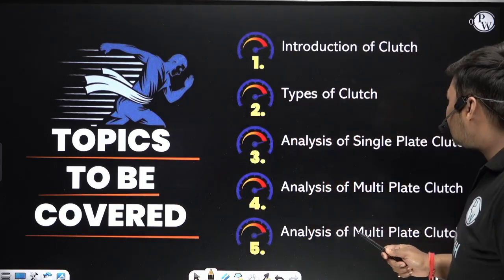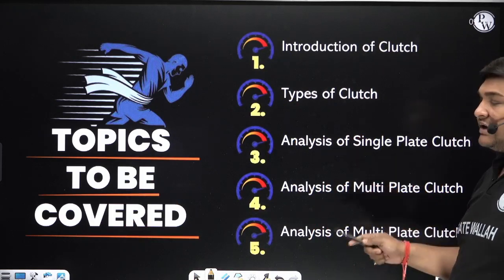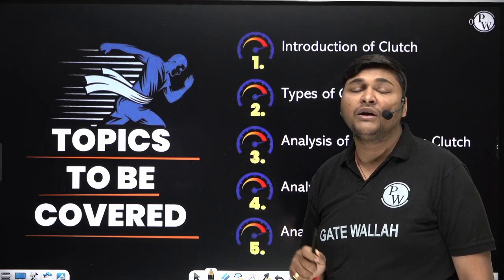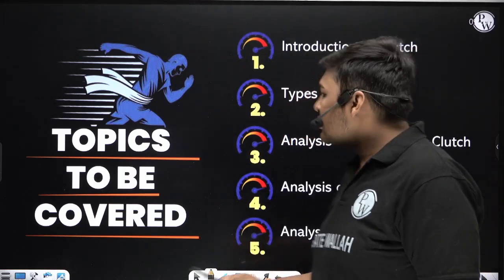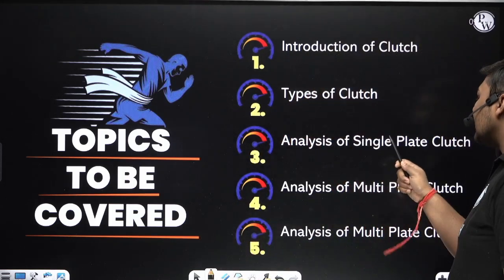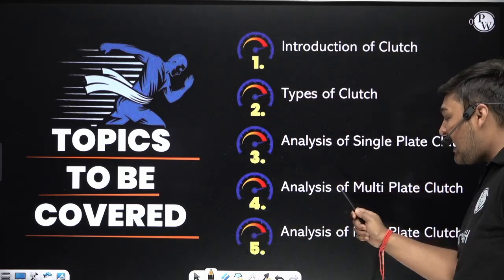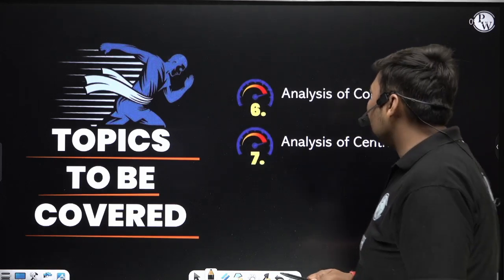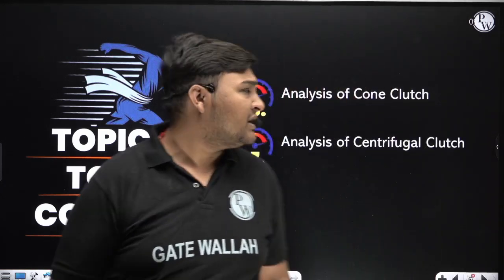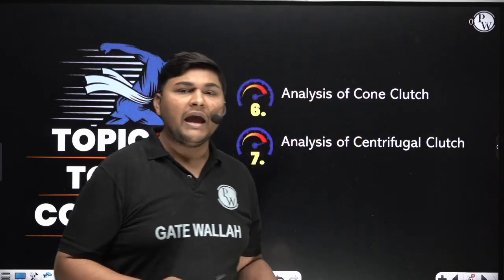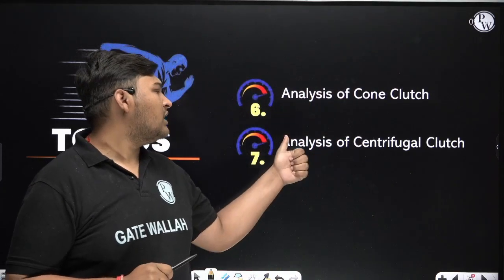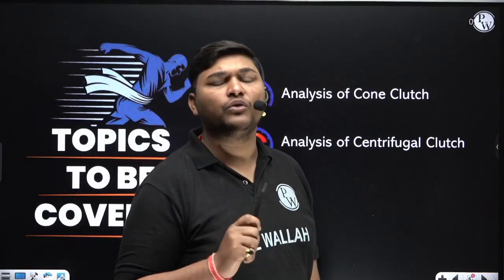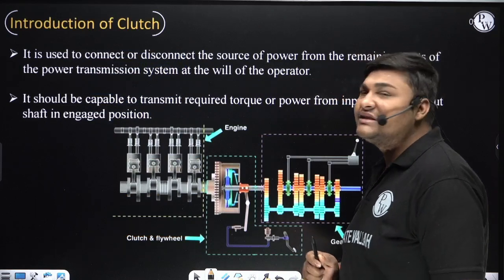After that, I will discuss analysis of single plate clutch. This part, which starts from topic number 3, is very, very important for GATE examination. So third, we will discuss analysis of single plate clutch, then analysis of multi-plate clutch. After completing analysis of multi-plate clutch, we will discuss analysis of cone clutch, and after completing analysis of cone clutch, we will discuss analysis of centrifugal clutch. So it is the lecture flow of today's class. Okay, so first we will discuss introduction of clutch.